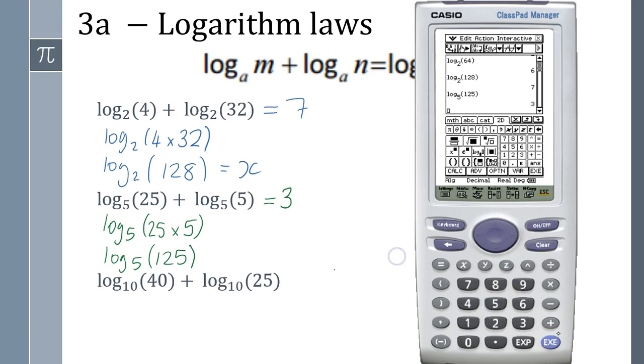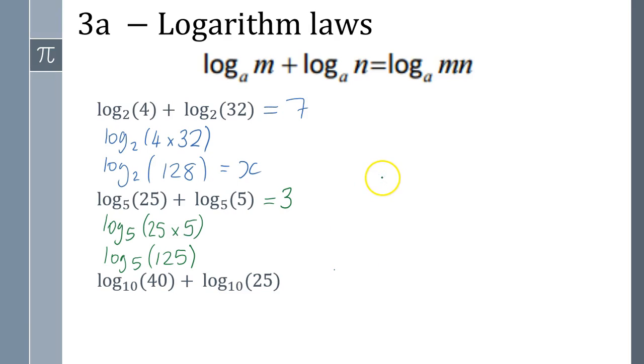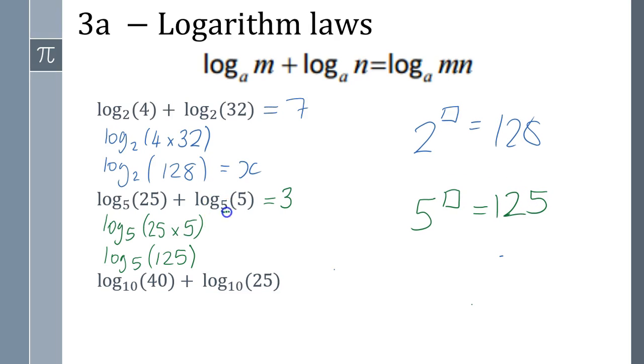With all of these, we're trying to go 2 to the power of what equals 128, 5 to the power of what equals 125. So the base tells us the base here. We're trying to find the power. So let's try this last one. Check again, our base is the same. Yes, we're using plus, so we're using this rule here.